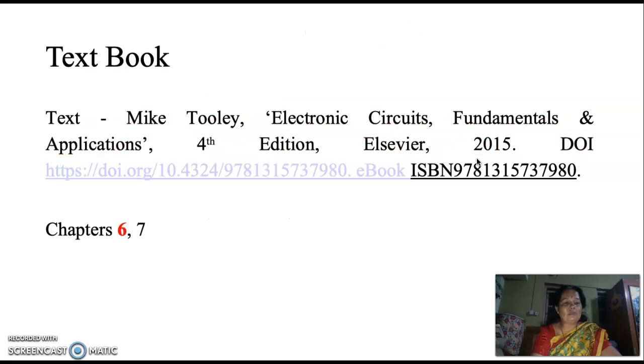For Module 1, we are dealing with the textbook by Mike Tooley. The book title is Electronic Circuits, Fundamentals and Applications, 4th edition. And in that we are referring to chapter 6.